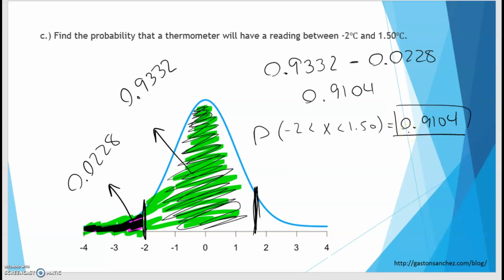That's your final answer. So you've got three cases. You've got an area to the left, area to the right, and area between two numbers. Those are the only three cases that you're going to run into.